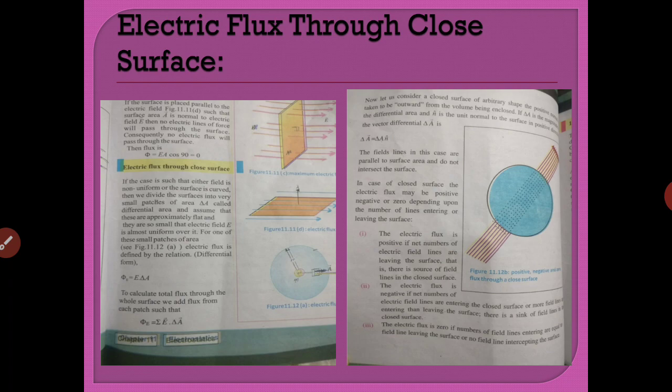If we look at these three points, the electric flux is positive if the net number of electric field lines are leaving the surface. That is, there is a source of field lines in the closed surface. It means some lines are coming in, some are leaving, but the net flux is leaving the surface. The flux will be negative if the net field lines are entering the surface. And if there is an equal number of entering and outgoing lines, there will be zero flux.